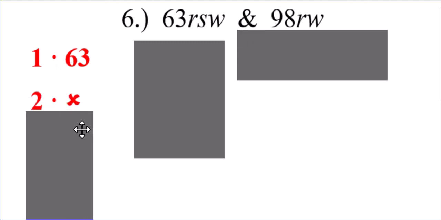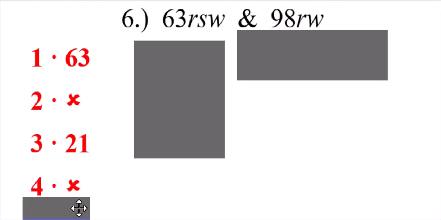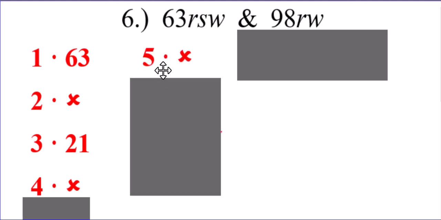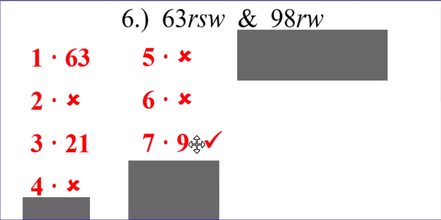The smaller of the 2 numbers is 63. Was 63 a factor of 98? No. 2 times a decimal will give me 63. 3 times 21. Is 21 a factor of 98? You tried it? Nope, didn't work. 4 times a decimal would be 63, so we have to go to 5. 5 times a decimal will be 63. 6 times a decimal is 63, so no good there. 7 times 9 is 63. Is 9 a factor of 98? No. You're like, why do you have a check mark here?